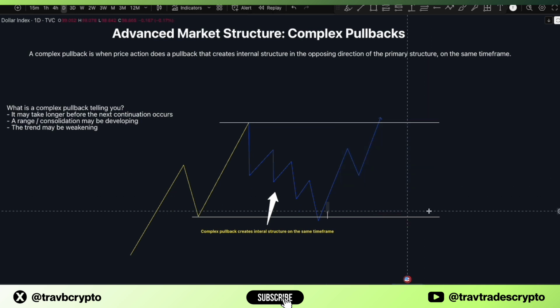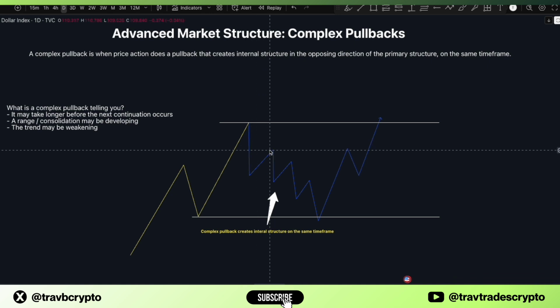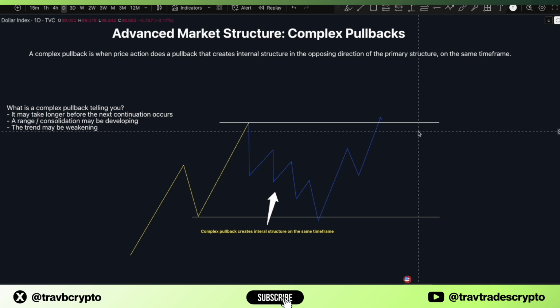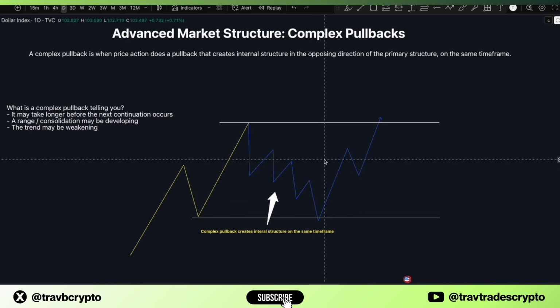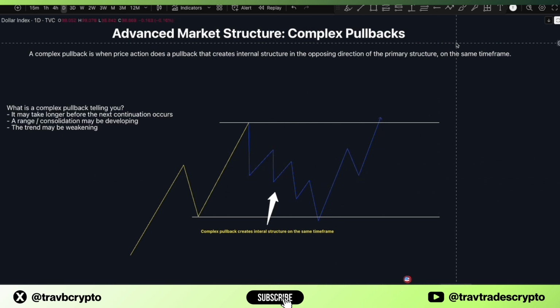Okay, we need to look at all these things once a complex pullback starts occurring, because at the very least, the trend may be weakening or it may take longer before we get the next expansion. So we need to come back to looking at interaction at the high and the low. The moment you see these complex pullbacks, you've got to start thinking, all right, is this potentially turning into a range and do we need to range trade it? Or is that range potentially going to break down and reverse? Or is it a reaccumulation range that's going to expand further to the upside?